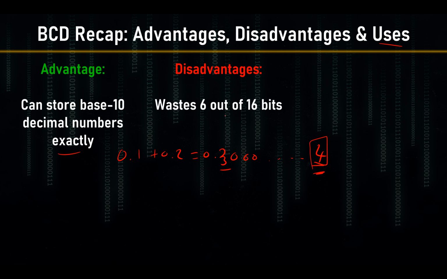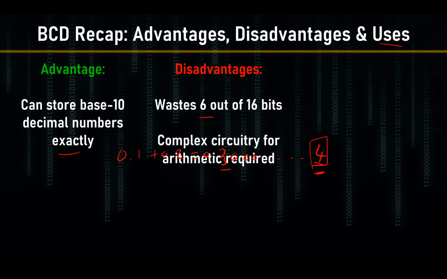However, the disadvantage is that it wastes 6 out of 16 bits, since we can only represent 0 to 9, and we don't represent 10 to 15. Also, it needs complex circuitry for arithmetic. Addition and subtraction are not too bad, but multiplication and division get super complex, as you can probably imagine. And because of this more complex circuitry, it's going to be slower.